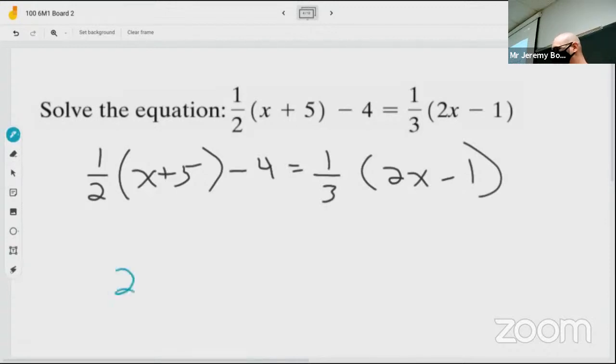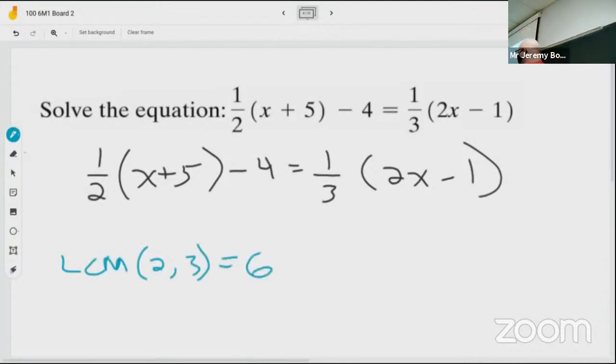Yeah, so 2 is divisible by 6, right? And 6, I wrote that wrong. I said it wrong. 6 is divisible by 2, and 6 is divisible by 3. So basically what we're trying to find is kind of what we did with the common denominator. We're trying to find the least common multiple of those denominators.